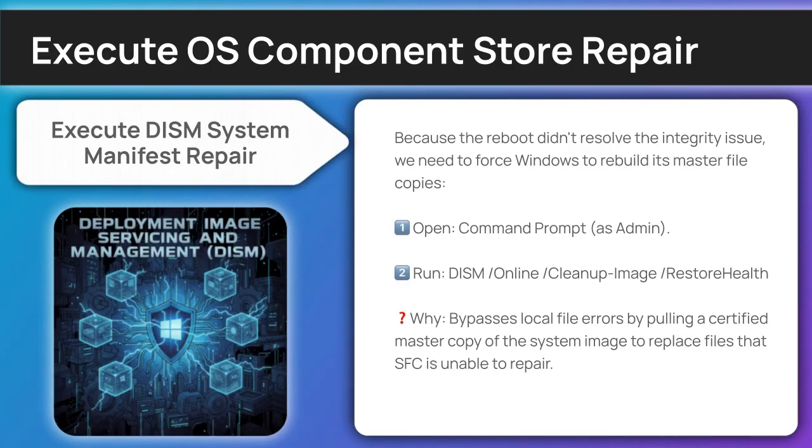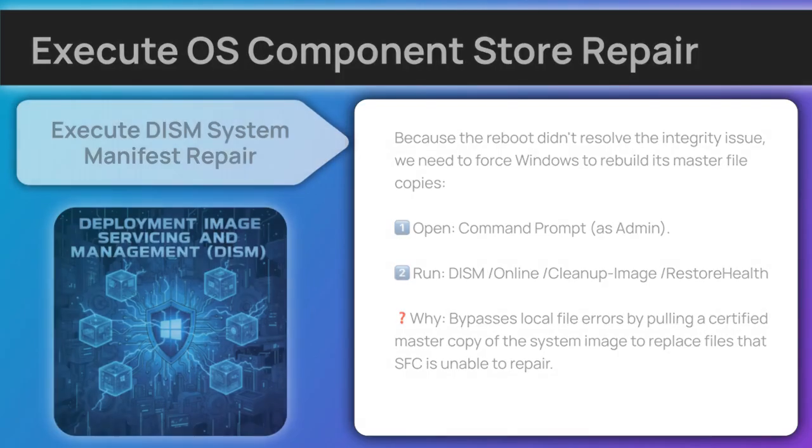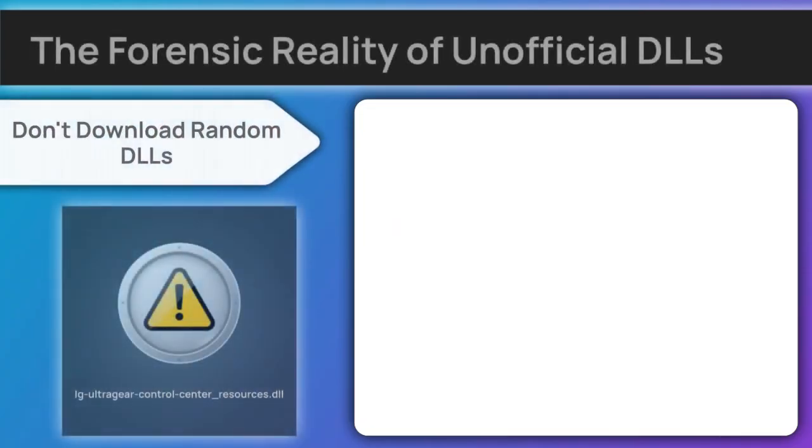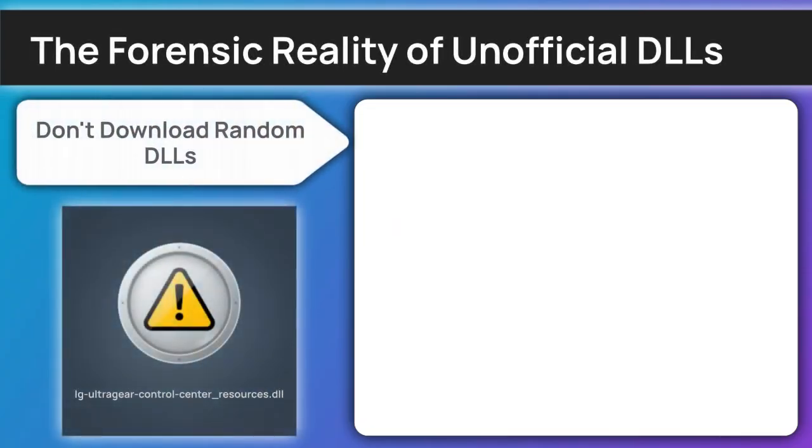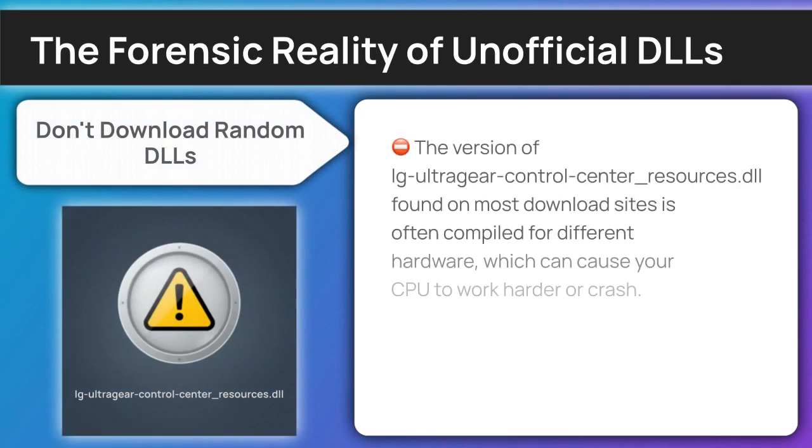Why are we doing this? Well, it bypasses local file errors by pulling a certified master copy of the system image to replace files that SFC is unable to repair. I'd like to provide a brief technical warning about the risks of using unofficial file repositories. Installing an unverified version of the Lg-Ultragear-Control-Center Resources DLL is one of the most common ways to accidentally bypass your system's built-in security firewall.